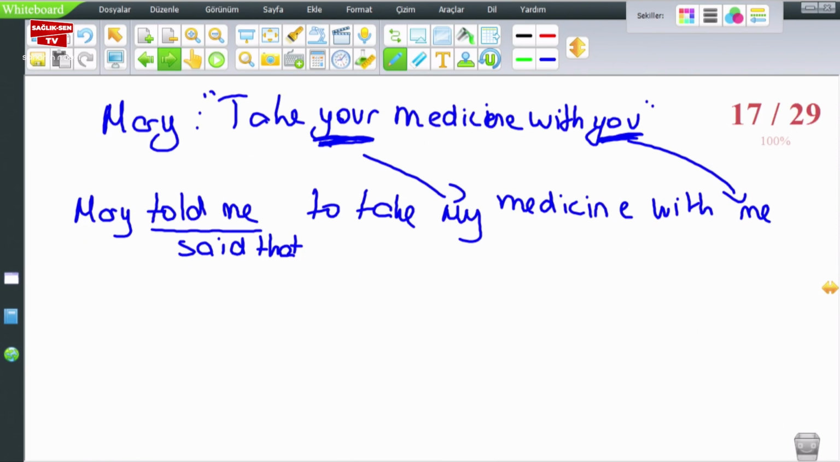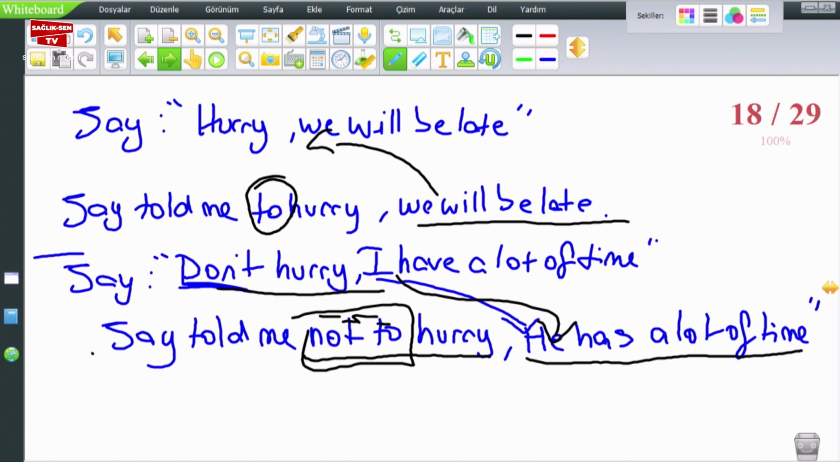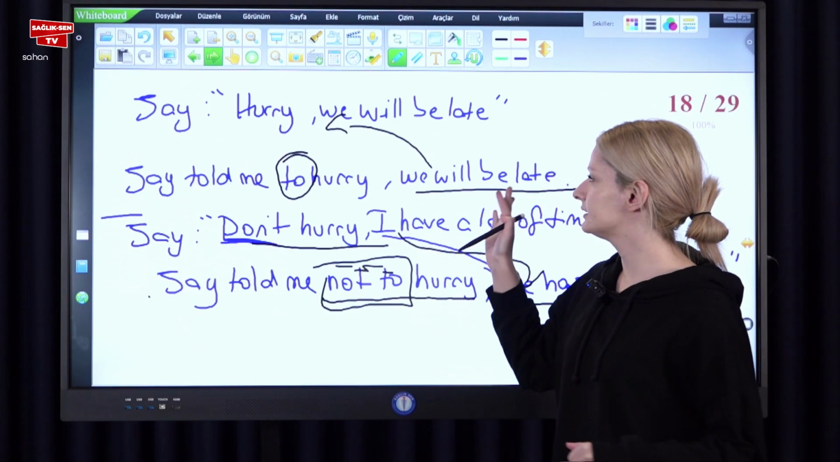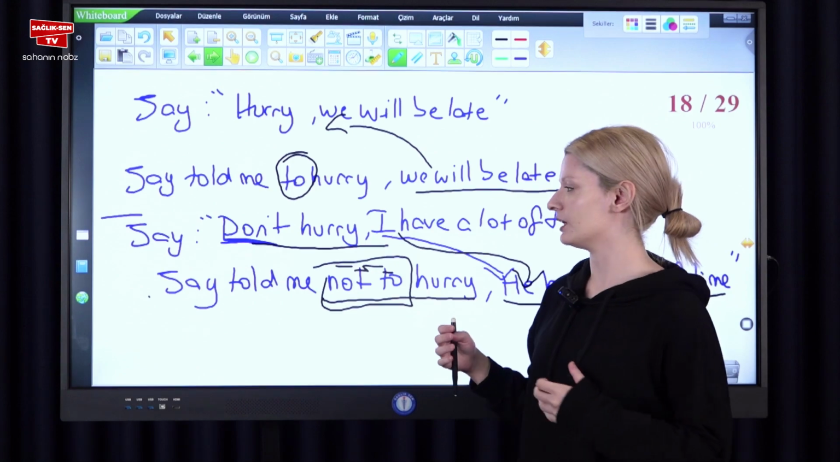Take your medicine with you. For example, Mary said to take my medicine with me. Hurry, we will be late. Jay told me to hurry, we will be late. I don't have to change the subject's pronoun here because it applies for both of us.